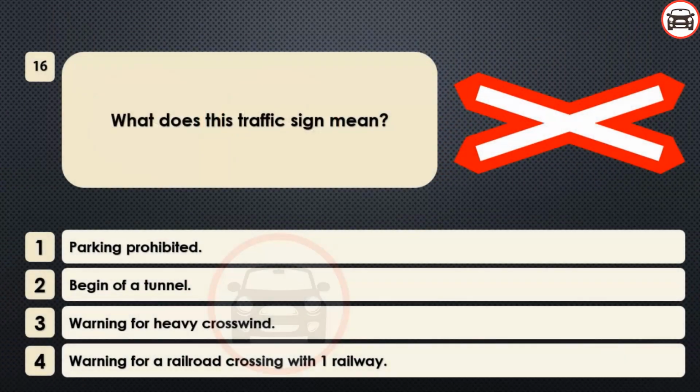What does this traffic sign mean? 1. Parking prohibited. 2. Begin of a tunnel. 3. Warning for heavy crosswind. 4. Warning for a railroad crossing with one railway.